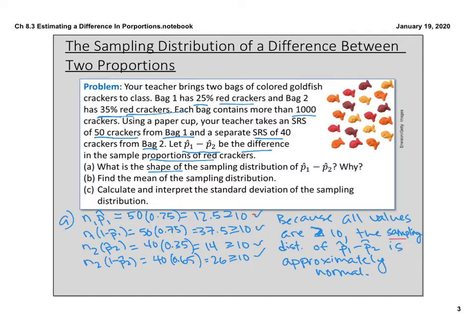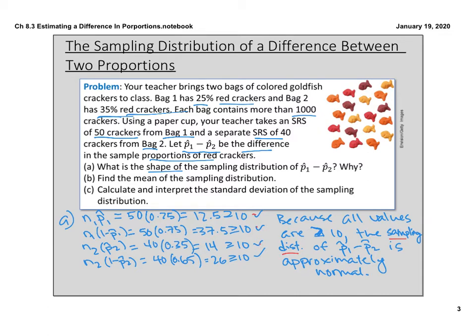Okay, so our sampling distribution, where we have the 50 crackers in one sample and the 40 crackers in the other sample, when we take that sampling distribution, meaning we repeat the process over and over and over again, that shape will be normal.